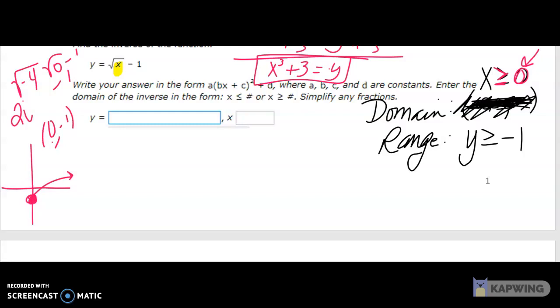Okay. So the range, it talks about the y's. So the smallest y that it could ever be is -1. And then it just gets bigger and bigger and bigger. That's a lot of talk for not even a problem, right? I'll get back to that in just a second.